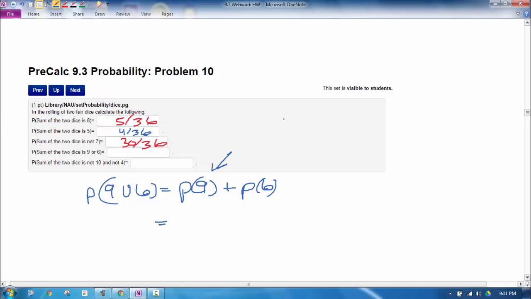Probability of getting a 9, a sum of 9 would be, you could do 3 and 6, 6 and 3. You could do 4 and 5, 5 and 4. And that's it. So that's 4 out of the total 36.